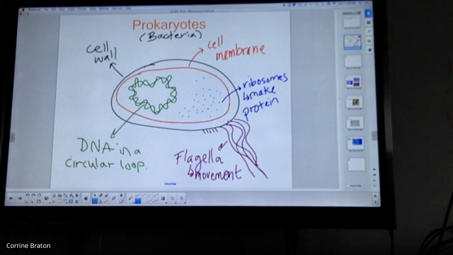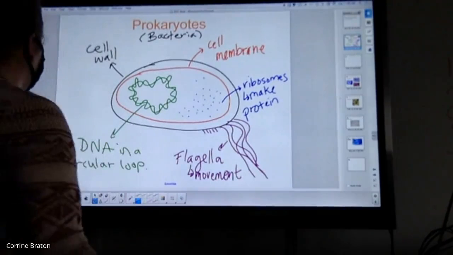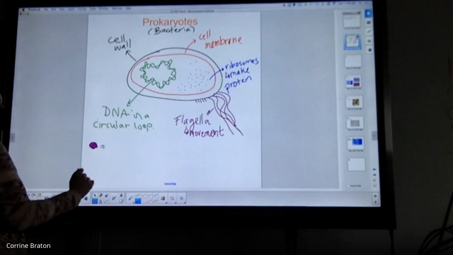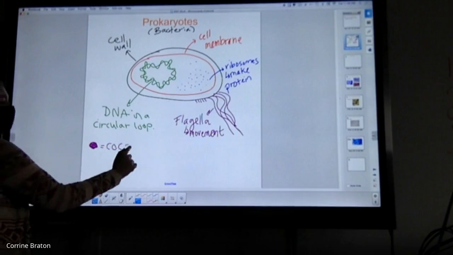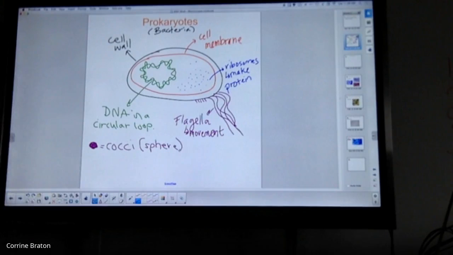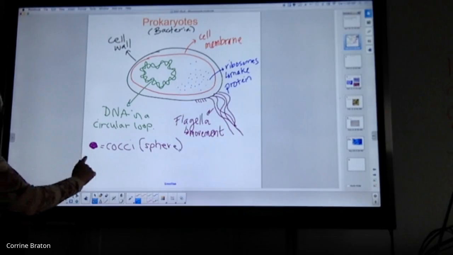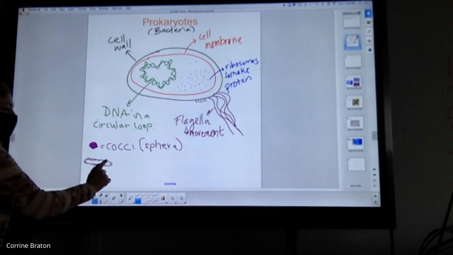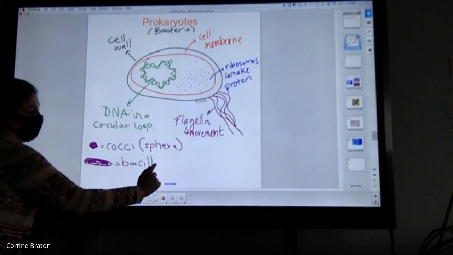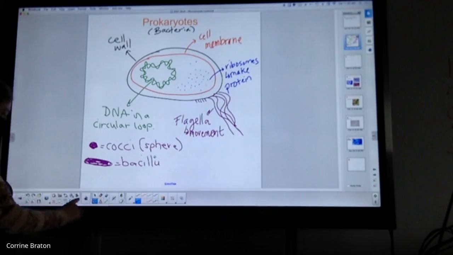They come in 3 different shapes. So I'm just going to draw their shapes quick. Some are circles. The circular ones are called cocci, or spheres. So like little balls. Some are rod shaped. And the rod ones are called bacillus or bacilli. I'll just do bacilli because I did cocci.